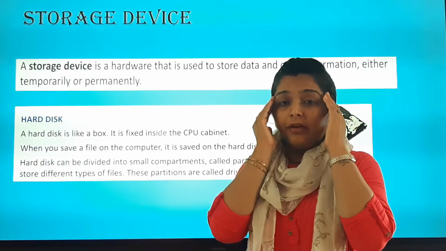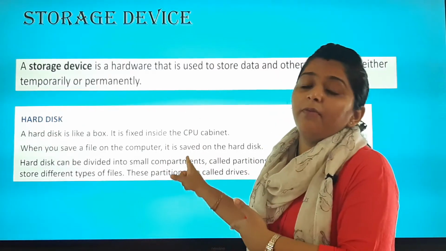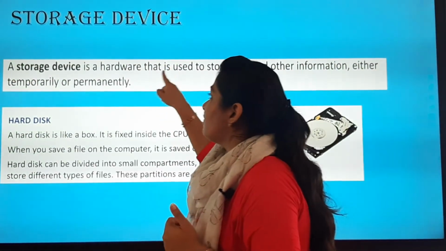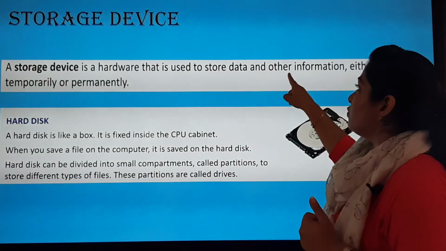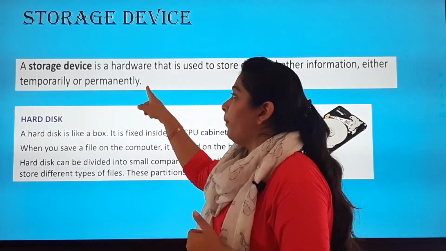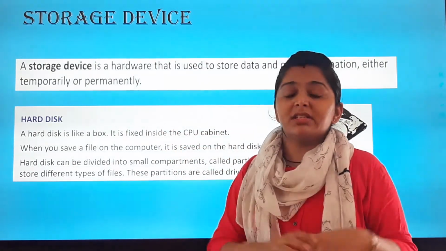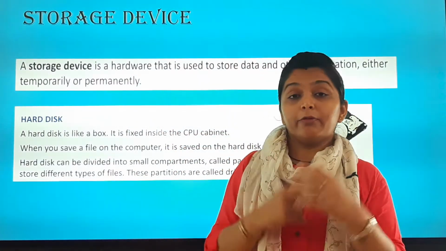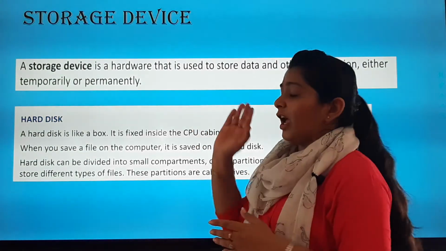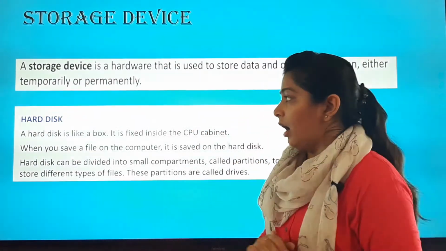As we are storing the information in our brains, in the same way the computer also has a storage device. The storage device is a hardware that is used to store data and other information either temporarily or permanently. Now storage device क्या एक hardware है जो हमारी information store करता है computer में. Now some of the types of storage devices are hard disk.